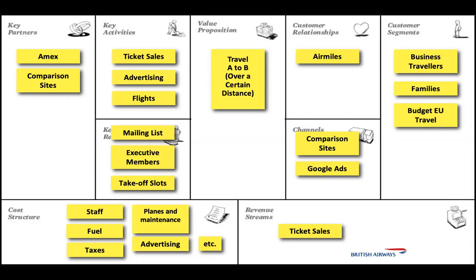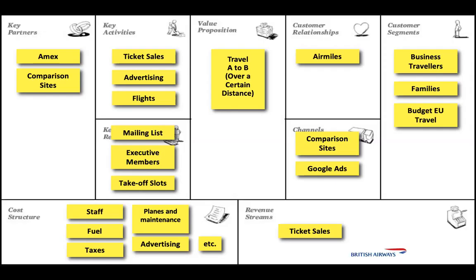The cost structure is also quite typical for an airline company. There's a lot of costs that are locked costs and fixed over time. They're sunk. So the planes and the maintenance themselves are a huge cost to the airline company. The staff, the fuel, the taxes, and perhaps some advertising and etc.